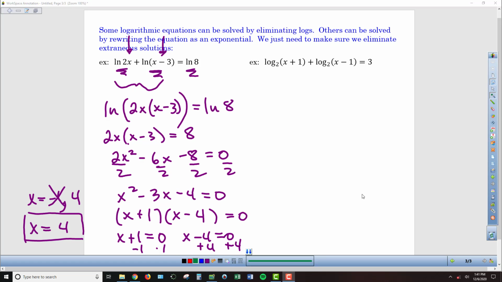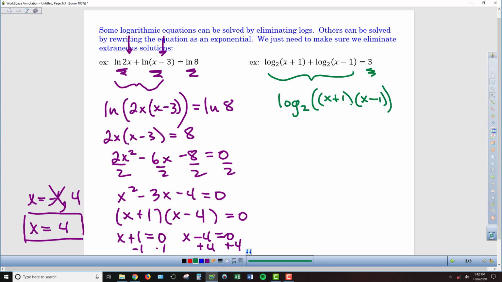In our second example, we can't use the same techniques of getting all logs on one side and all logs on the other side because not everything in the expression is a logarithm. So we're going to have to eventually rewrite this as an exponential. But in order to do that, we need to combine these two logarithms into a single logarithm. We're going to do that the same way that we did on the previous example, where I've got the sum of two logs that have the same base. So I can rewrite that as a single logarithm base 2, and then I just need to multiply the two insides. So x plus 1 times x minus 1, and then that still equals 3 on the other side.